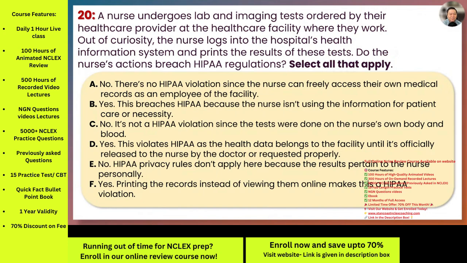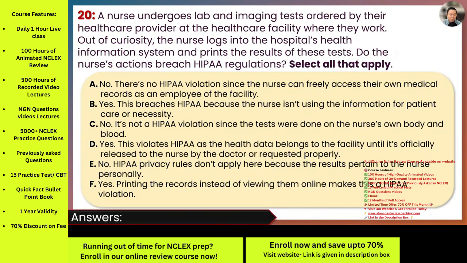Let's take a look into the options. Now, this is basically testing your knowledge about HIPAA and whether the healthcare worker can access their own medical records through their workplace's system. The answers here are options B and D. Now, let's look into letter B.